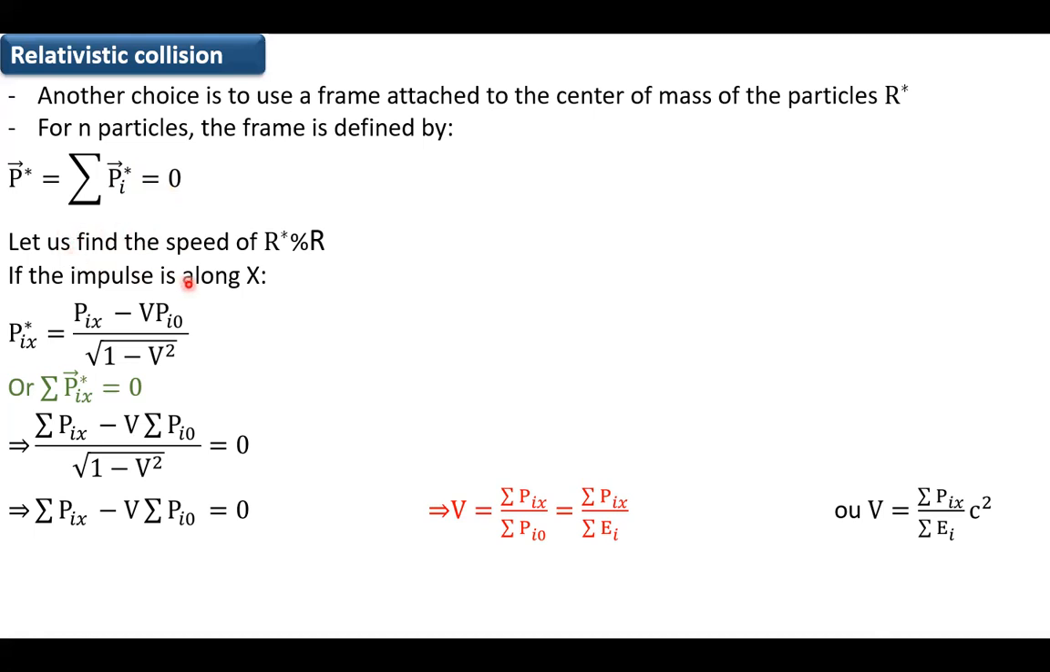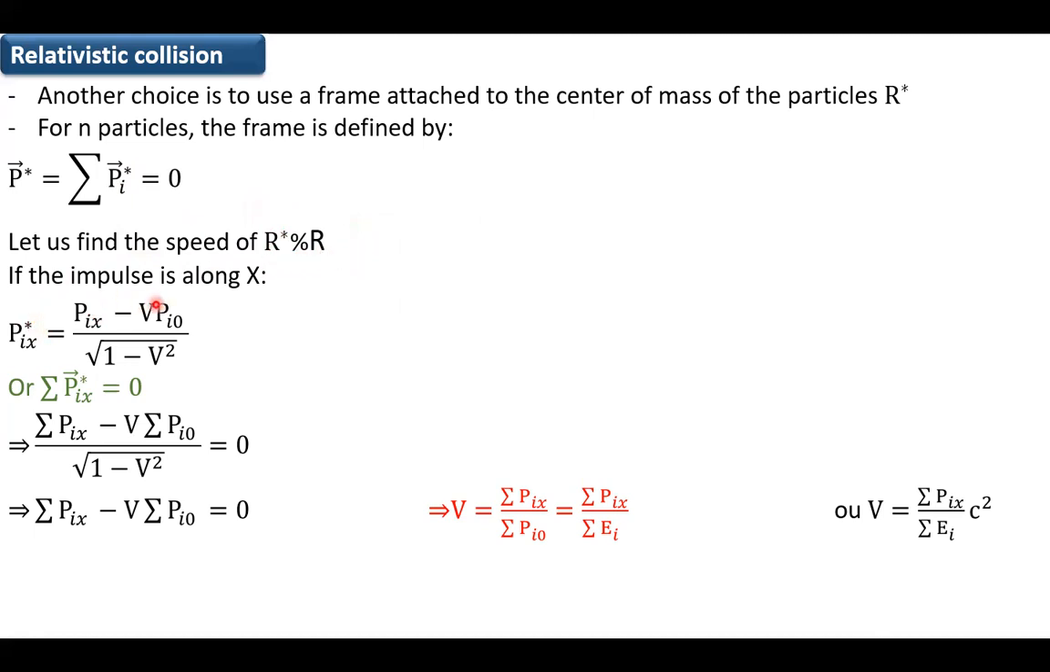In order to better define this frame, we need to find its speed with respect to R. So we need to find the speed of R star with respect to R to see if it is a constant speed and if it is an inertial frame. Because if R star is not inertial, it would not serve us as a proper frame to study collisions, because we need inertial frames. So let's find the speed of R star with respect to R.